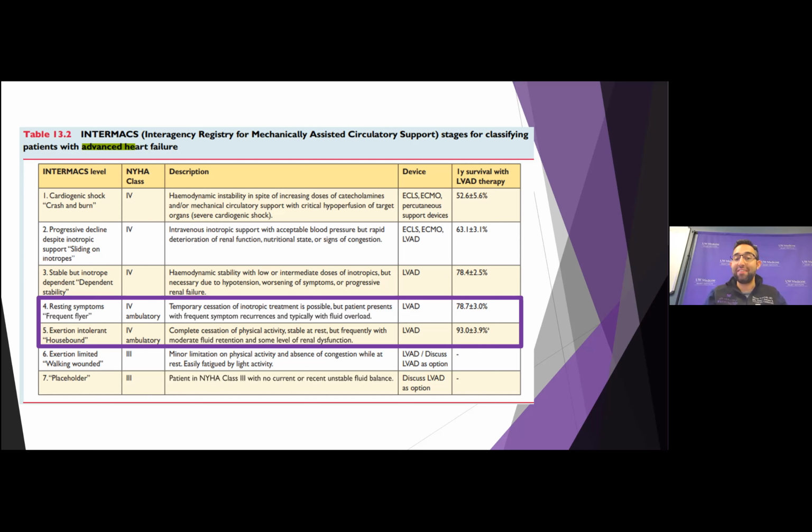With profile 4, temporary cessation of inotropic treatment is possible, but the patient presents with frequent symptom recurrences. Definitely at profile 4, we are making our decisions on transplant and optimization. During 4 and 5, we're going as aggressive as we can to give medical therapy a chance. Then as you start falling, where you're requiring inotropes, dependent for stability, sliding on inotropes, and the crash and burn patient, that is where we are definitely getting the rest of the tools in our box to get things moving.